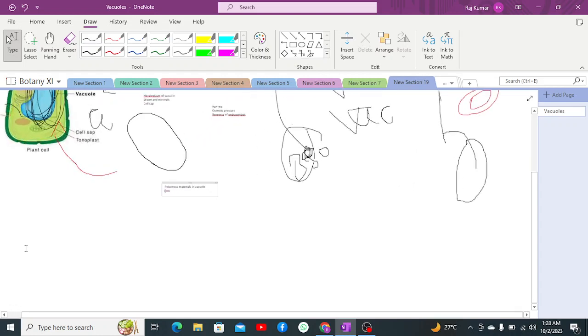Apart from which, it maintains rigidity of the cell. It is the storehouse of the cell, and its major function is to maintain the rigidity of the cell, provide mechanical support to the cell, and act as a storehouse for the cell as well. Protection is also its major function, and apart from this, it also helps in controlling the amount of water and minerals within the cell.